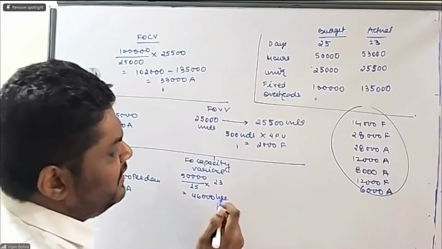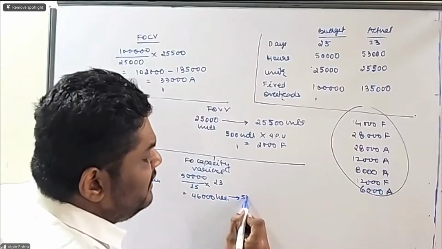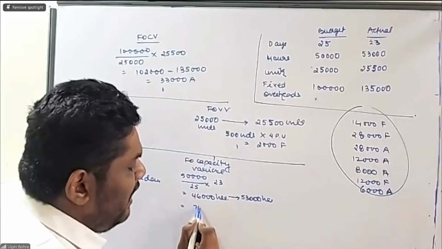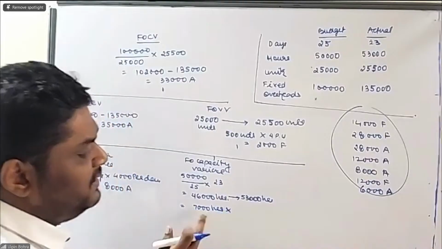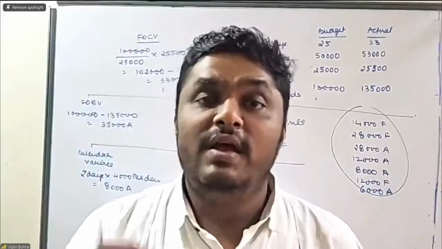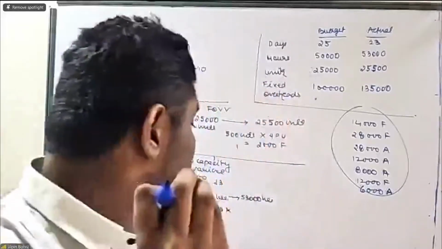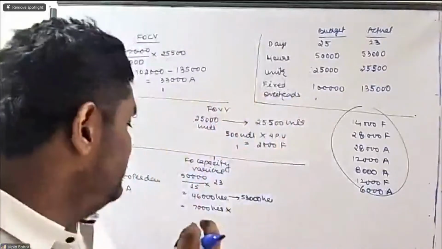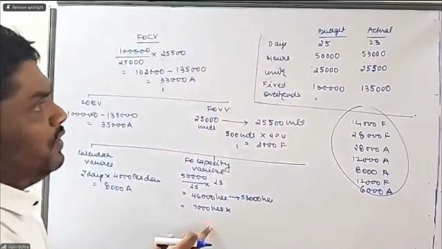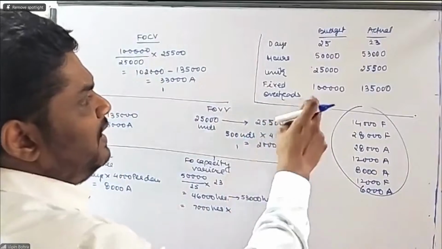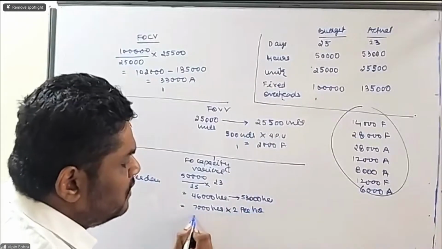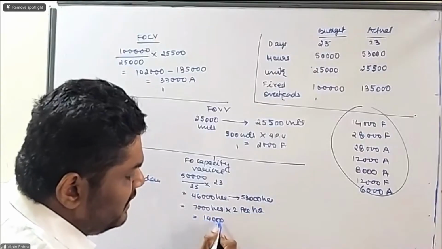But in these 23 days, I worked for 53,000 hours. That is 7,000 hours above my capacity. I have the capacity to work for 46,000 hours, but I actually worked for 53,000 hours. That is, we can say 7,000 hours I worked above my capacity. Since it is hours, we will take the rate per hour, that is 1 lakh divided by 50,000. So it is 2 per hour. So the correct answer is 14,000 favorable.